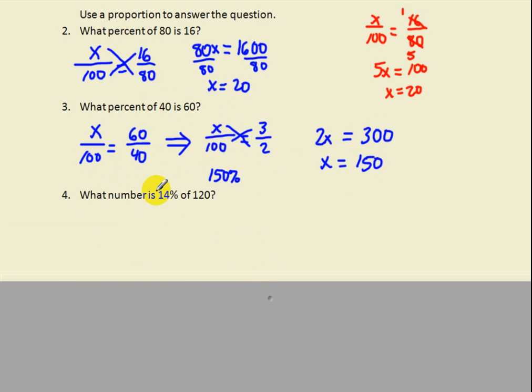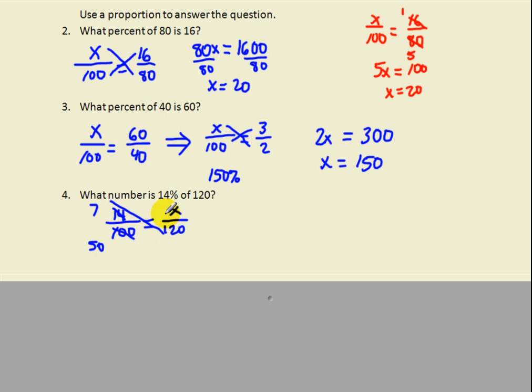Okay, what number is 14% of 120? So we have our percent, so 14 will go over 100. And then is the part we're looking for, so that goes in the numerator of 120. 120 is the base. That goes in the denominator. Again, we can simplify here if you would like. We can divide each of those by 2 at least. That will help a little bit. So this would be 7 over 50.